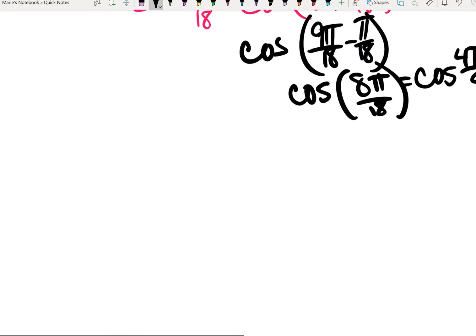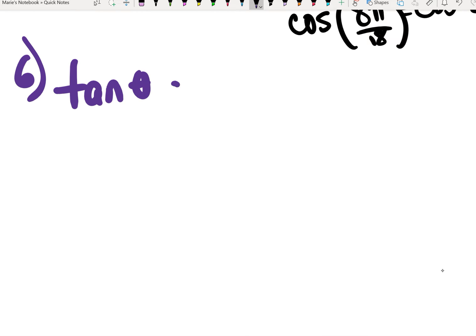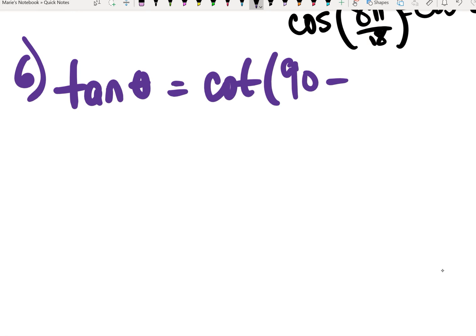All right, that's number 5. Let's look at number 6. Do the same thing for tan, but tan theta as a cofunction is equal to cotan of 90 minus theta, or 90 degrees.